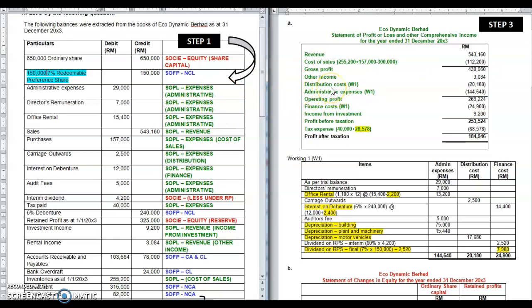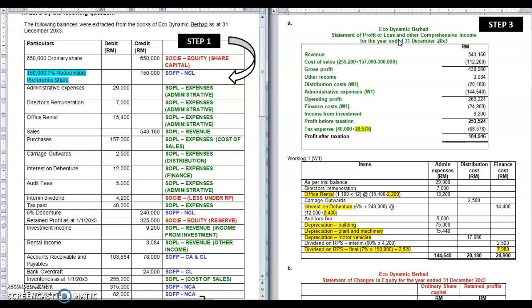So how to prepare the SOPL? Remember, SOPL contains information about the company's revenue and expenses, where at the end it will result in either profit or loss. The first step, of course, is to gather all the information, which we have done in step 1. Next, we start by making the heading of the statement. The heading will have 2 lines. The first line is usually the name of the company, and the next line is the title of the statement.